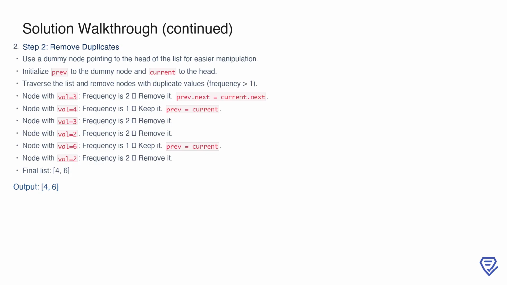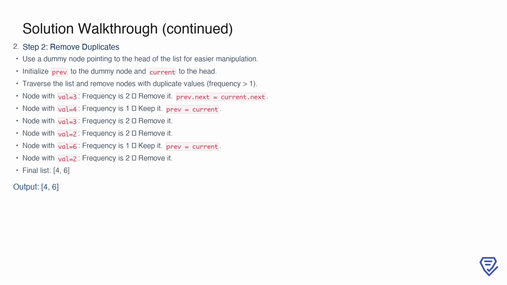Now that we have the frequency of each value, we can remove the duplicates. To make this process easier, we introduce a dummy node that points to the head of the list. We use two pointers, previous, which starts at the dummy node, and current, which starts at the head. As we traverse the list, we check the frequency of the current node's value.